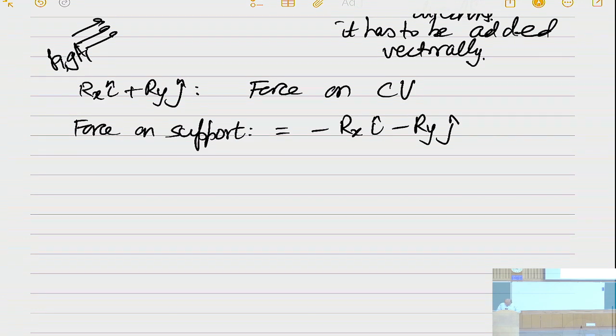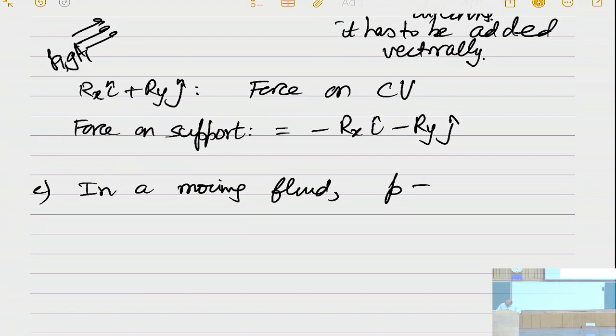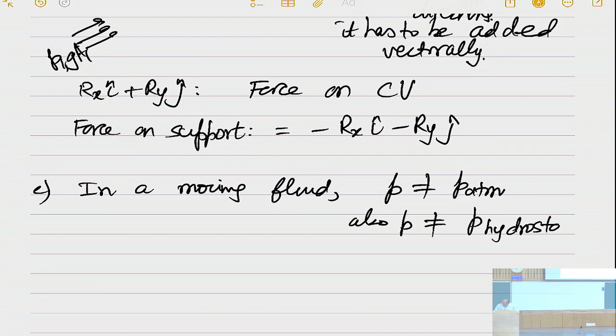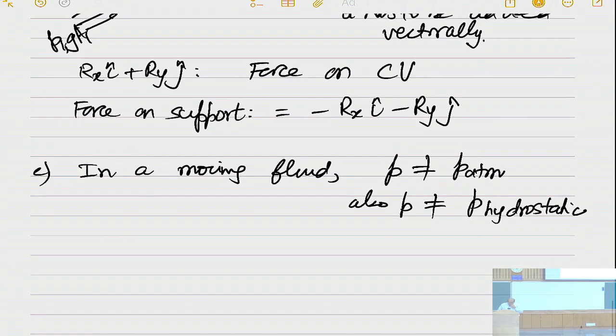Now there is one more point which I will talk about. As we have seen above, in a moving fluid, pressure is not equal to atmospheric pressure. It should change, and also pressure is not equal to P hydrostatic. But there are two exceptions.